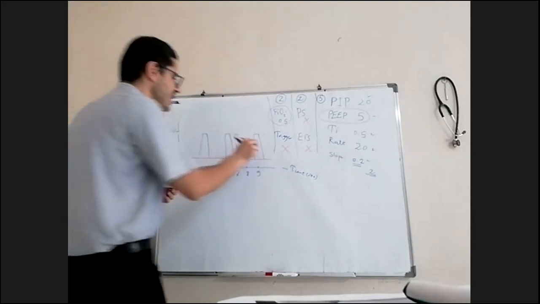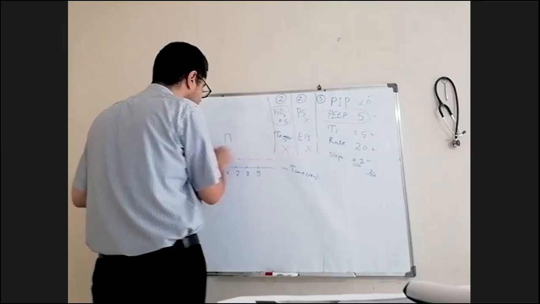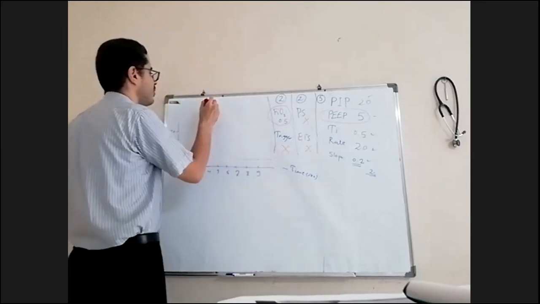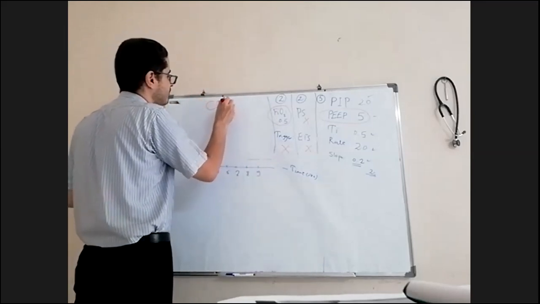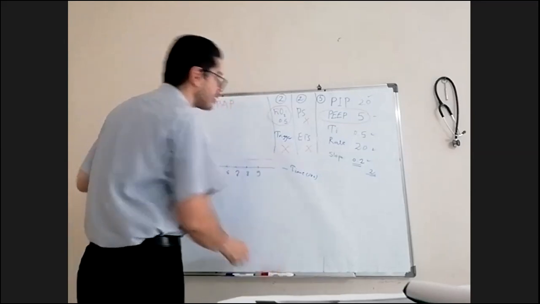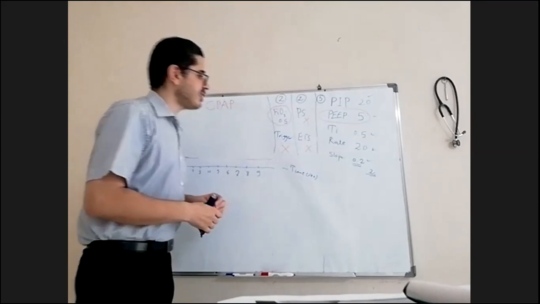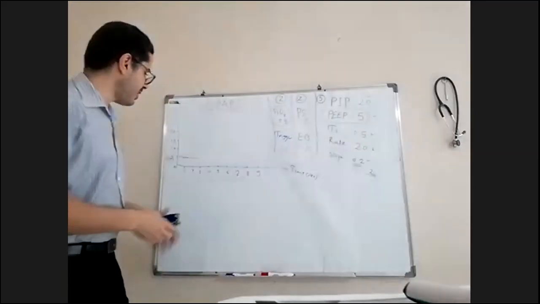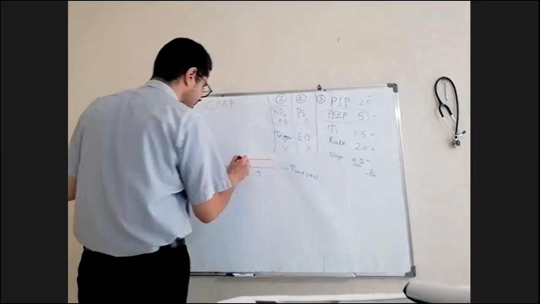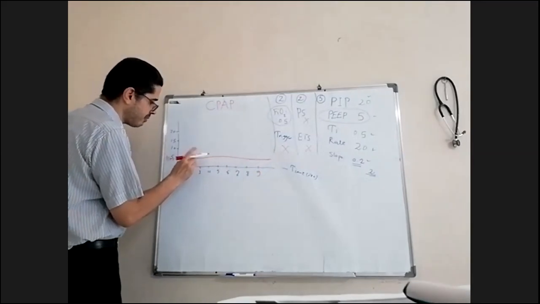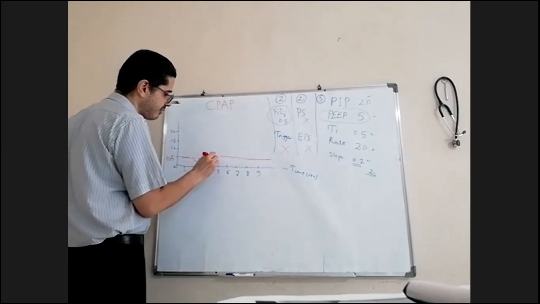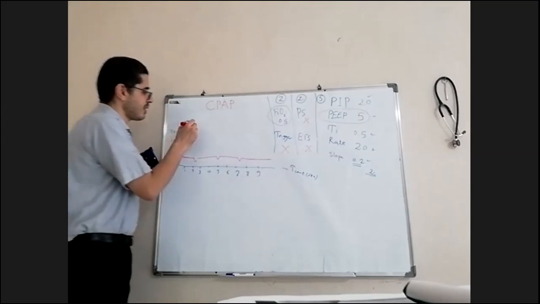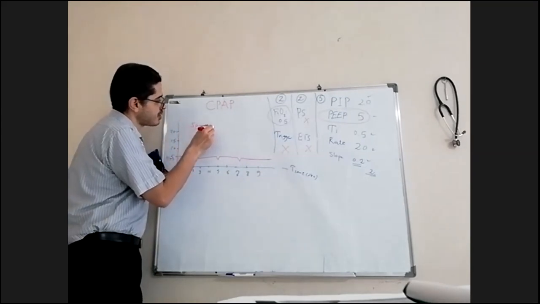Now, the last one is CPAP, continuous positive airway pressure. All of you are familiar with CPAP. Which parameters would be seen? Only these two, FiO2 and PEEP. So the patient can breathe at any time. When the patient breathes, you see negative pressure. So what type of breathing is this? Spontaneous breathing.